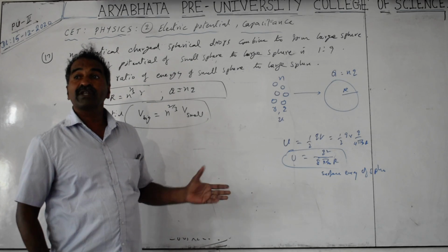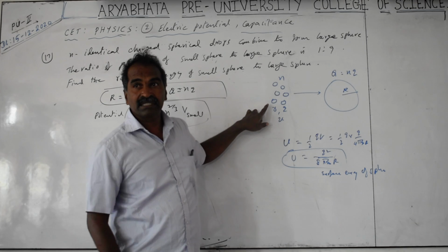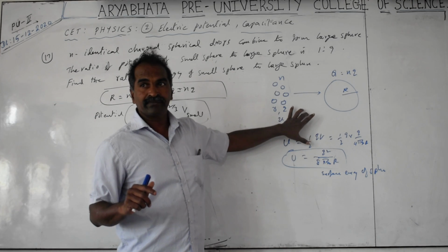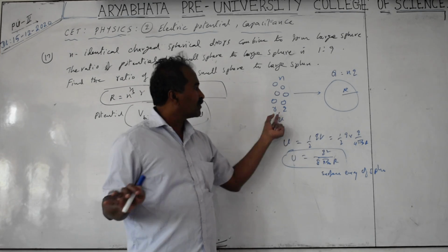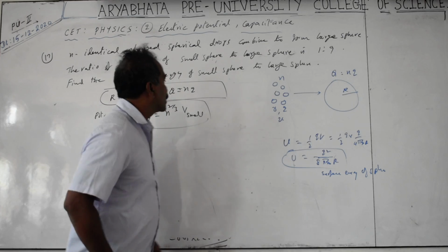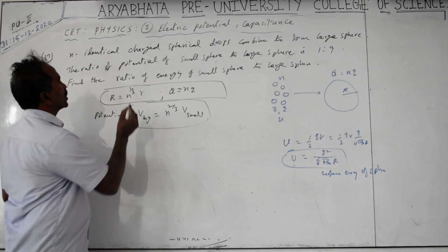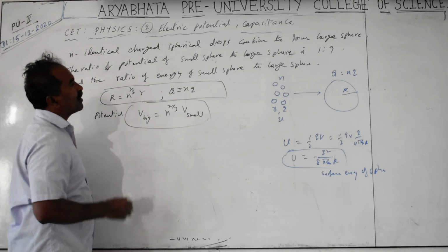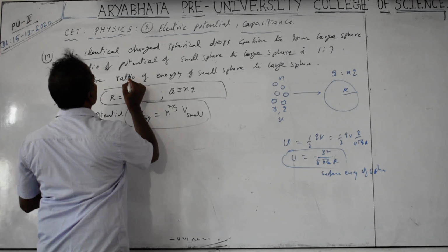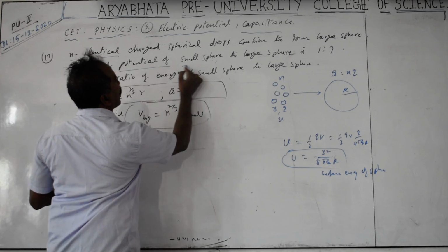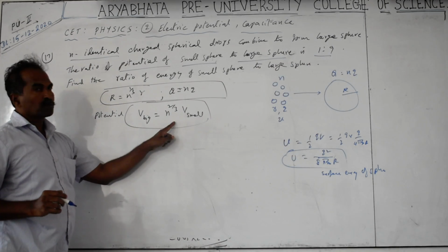They ask for the ratio of the energies of the small sphere to the big sphere. Small means not all together, a single sphere. All together means just multiply with n; total energy means n into the energy of each sphere. But here they ask the ratio for one sphere to the big sphere. The potential ratio is already given: potential of small sphere to large sphere is 1:9.